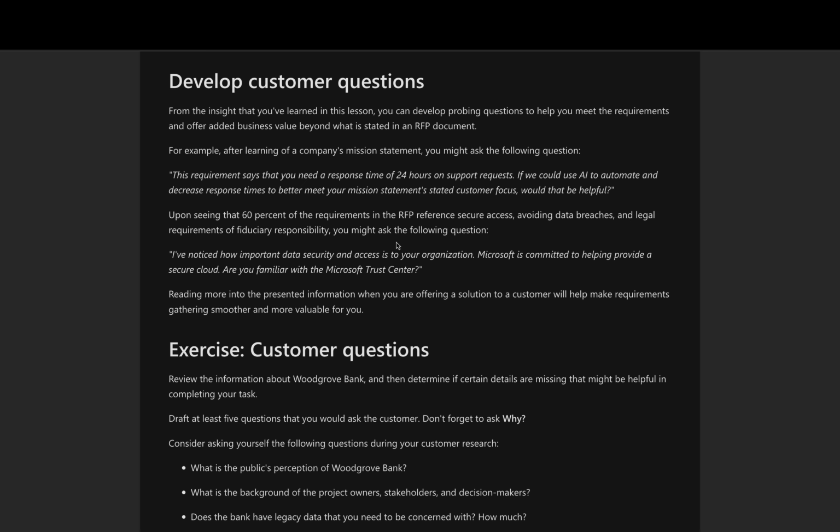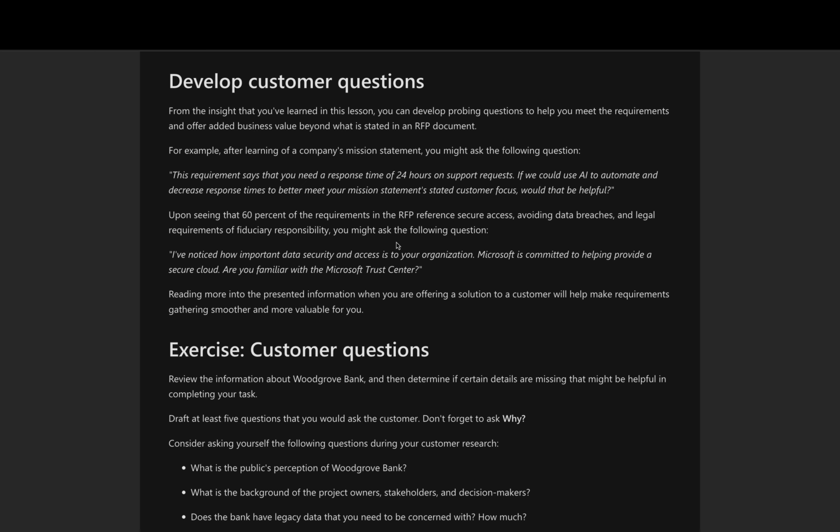Develop customer questions. From the insight that you've learned in this lesson, you can develop probing questions to help you meet the requirements and offer added business value beyond what is stated in an RFP document. For example, after learning of a company's mission statement, you might ask the following questions. This requirement says that you need a response time of 24 hours on support requests. If we could use AI and automate and decrease response times to better meet your mission statement's stated customer focus, would that be helpful?